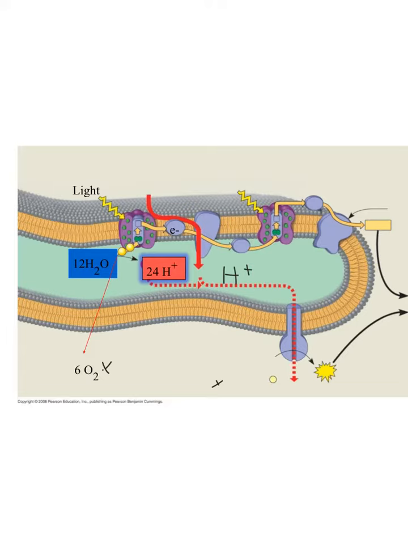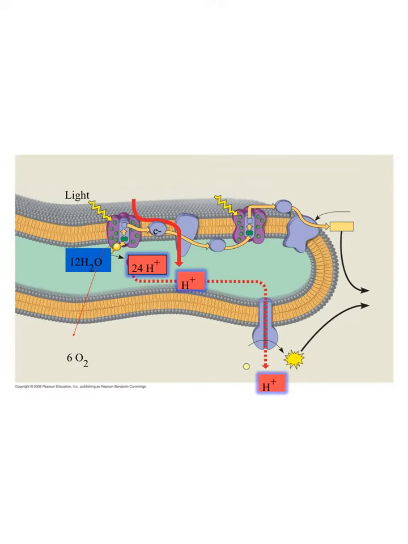Sound familiar? Well, you can't let this happen through simple diffusion because it's a charged particle. Remember, charged particles can't get through that phospholipid layer without the help of one of these carrier proteins, ATP synthase. So we have a channel which will allow hydrogen to escape from the inside to the outside, going from high concentration to low concentration. And eventually you end up with hydrogen ions on the outside.